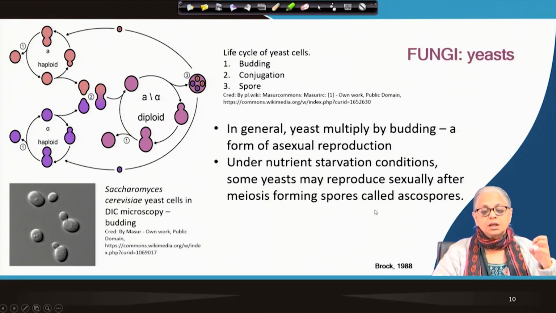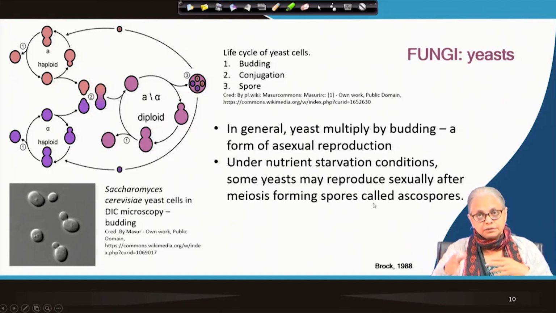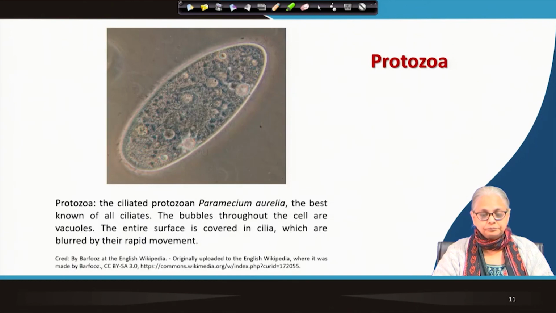So these ascospores will be in dormant form until conditions become favorable, conjugation happens, and a new diploid cell will be generated from those yeast. So that's another form of reproduction for yeast cells under specific conditions.